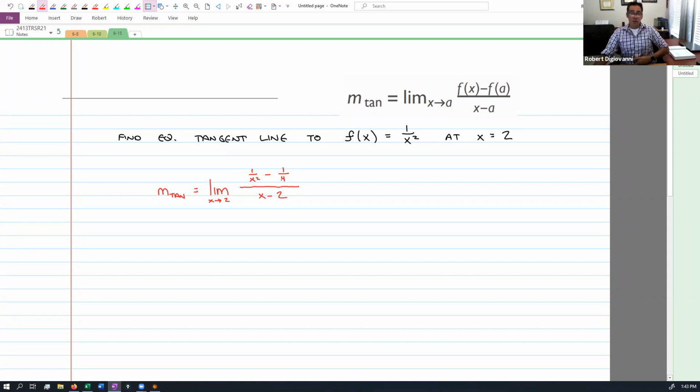Perfect. Now let's make sure everyone else understands what you did there. Does everyone see that 1 over x squared is just f of x? That's just this part of the formula. And then f of a is this, but remember, a is 2 for us, so you're plugging 2 into the function that's given. 1 over 2 squared is 1 over 4. And then the bottom is just x minus a. For us, again, a is 2. So the key is to know that a is 2 here. Everyone agree?